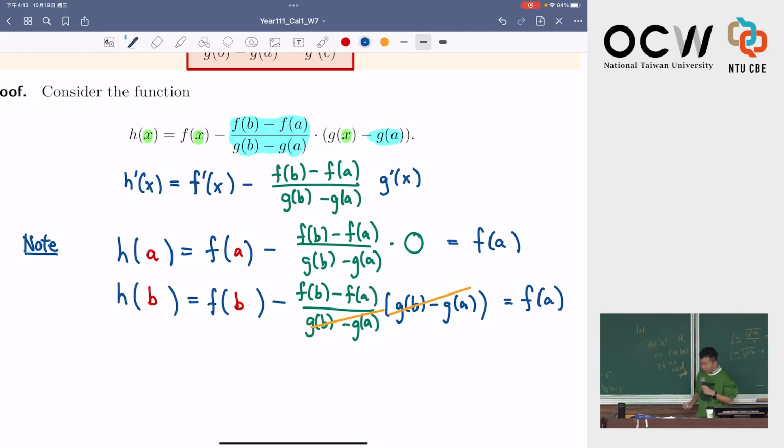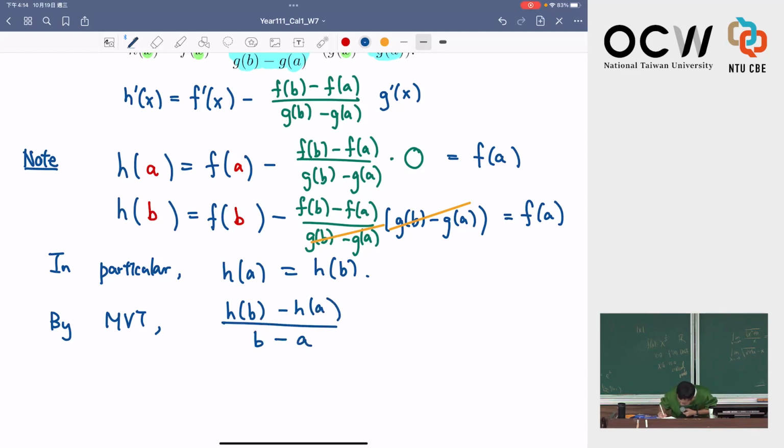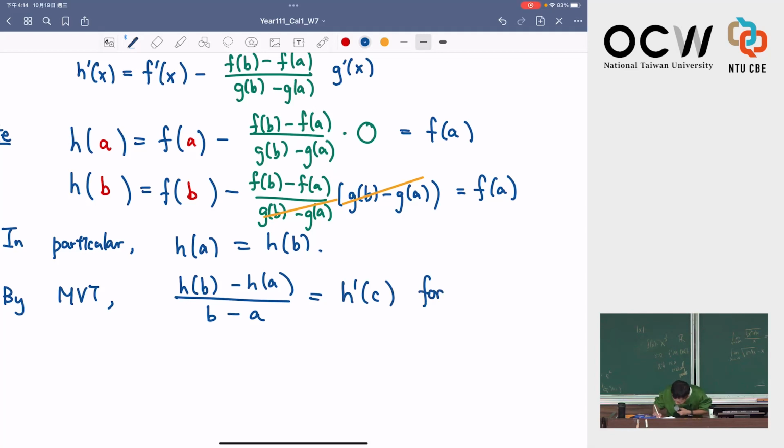So that's the motivation for how Cauchy came up with this function. He came up with this function such that, in particular, this function will agree at the endpoints: h of a equals h of b. If h of a equals h of b, then by the ordinary MVT, we have h of b minus h of a divided by b minus a equals h prime c, for some c between a and b.